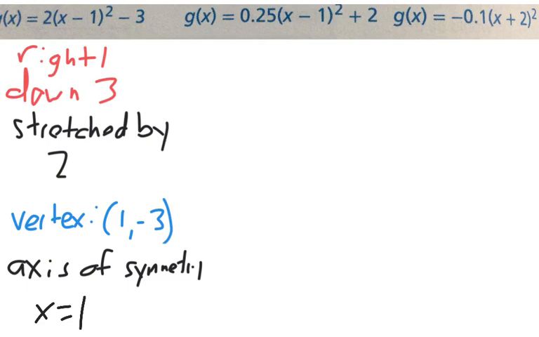1, 2. Right, I went right 1, up 2. So I'm at 1, 2. Where's the axis of symmetry? It'd be x equals 1. X equals 1. Yeah, that's the only thing that moves it.